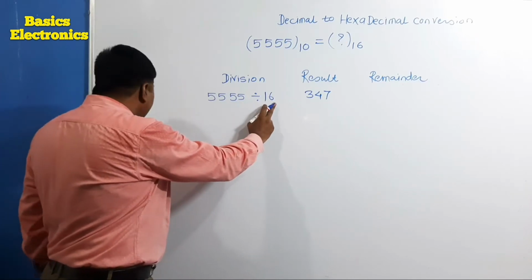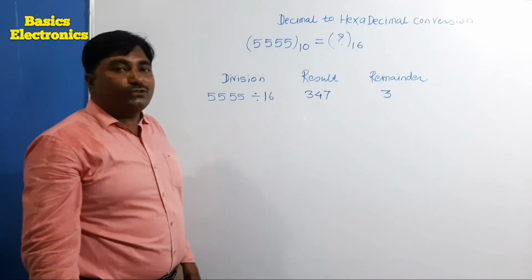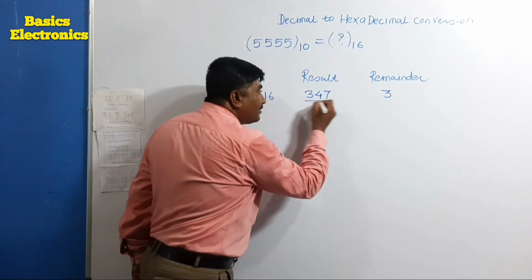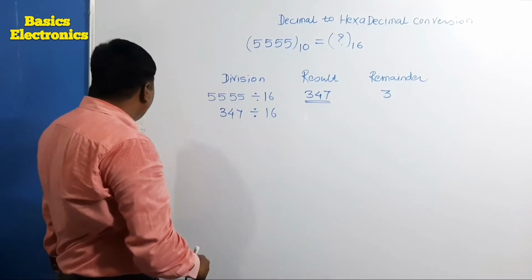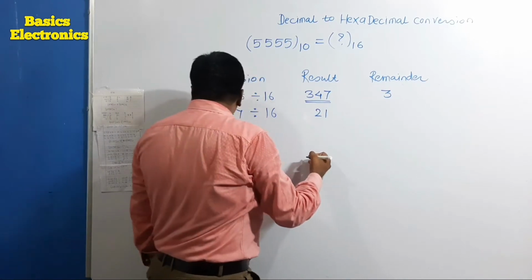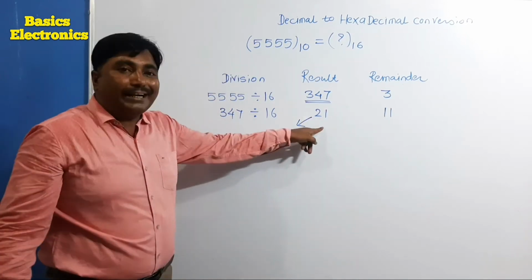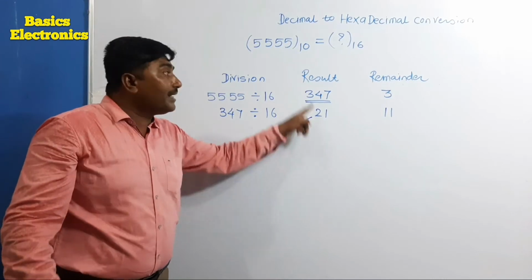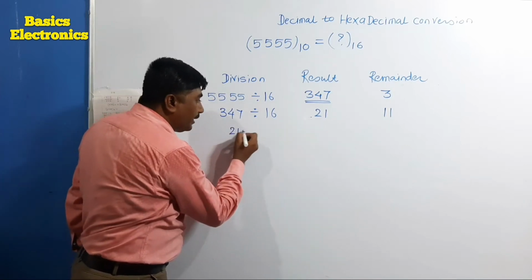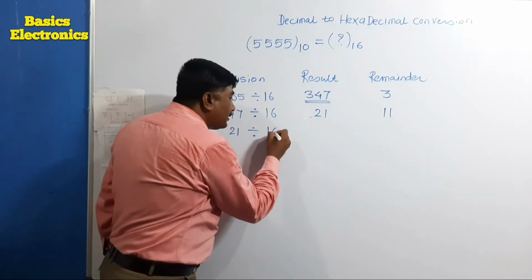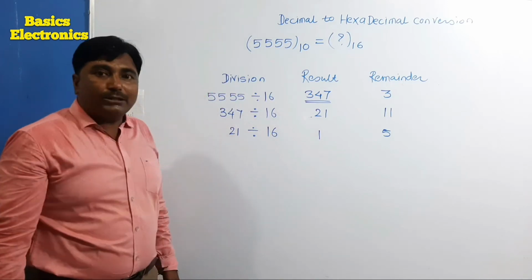We divide by 16 and get the result 347 with the remainder 3. We divide again: 347 by 16 gives the result 21 and the remainder 11. Then again we divide this 21. We have to make the division until the result becomes equal to 0. So we write 21 here and divide it by 16. We get the result 1 and the remainder 5.